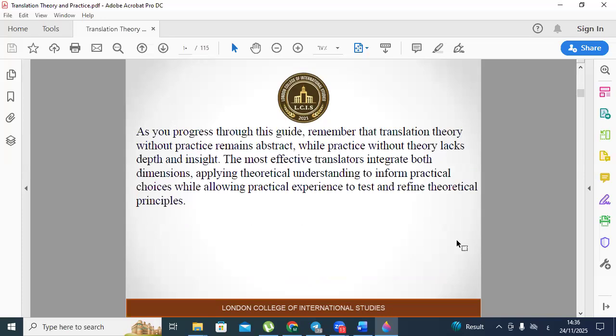As you progress through this guide, remember that translation theory without practice remains abstract, while practice without theory lacks depth and insight. The most effective translators integrate both dimensions, applying critical understanding to inform practical choices while allowing practical experience to test and refine theoretical principles.